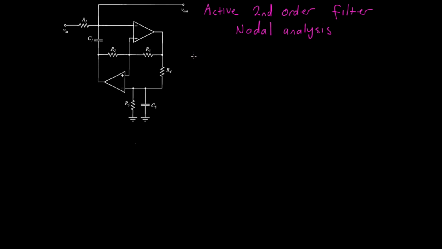Hey guys, so today we're going to be deriving the transfer function for a second order active filter. And we're going to begin by simplifying the circuit diagram, because it's a bit confusing when you look at it initially. So the most obvious thing we can cull is this V out up the top here.